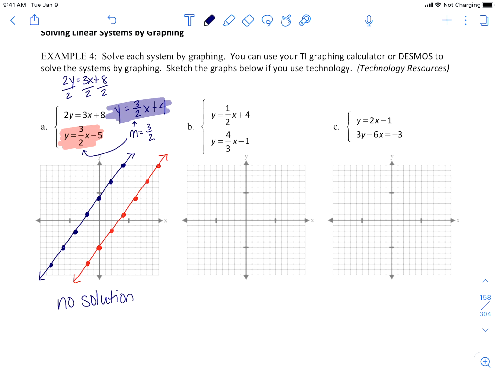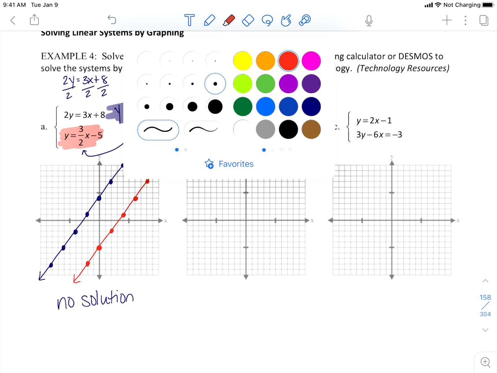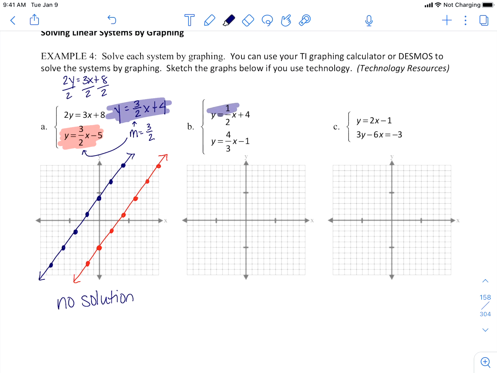All right, for our next one, we have y equals 1/2 x plus 4 and y equals 4/3 x minus 1. So let's do this first one in blue. So I'm going to go up 4, then we go up 1, right 2. And down 1, left 2.